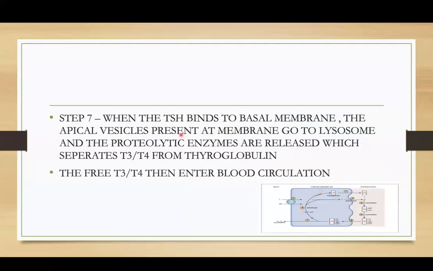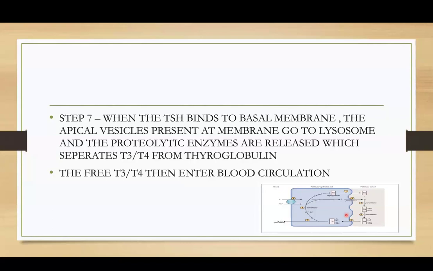The seventh step is, now we have this thyroglobulin with T4, T3, MIT, and DIT in the cell, right? But they're still connected to the thyroglobulin. So we're going to have the TSH come and bind to the basal membrane. The thyroid-stimulating hormone released by the anterior pituitary is going to go to the basal membrane of the follicle and bind there.